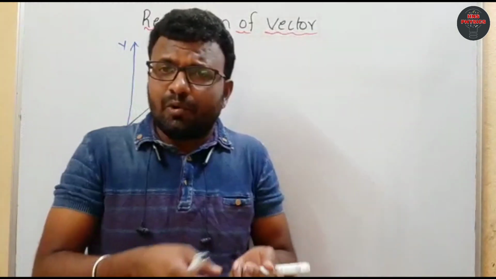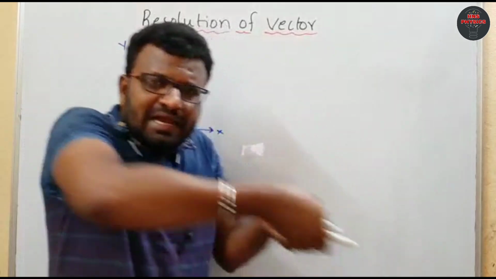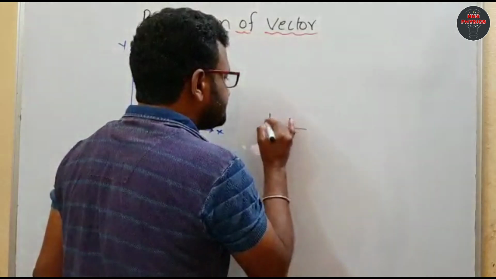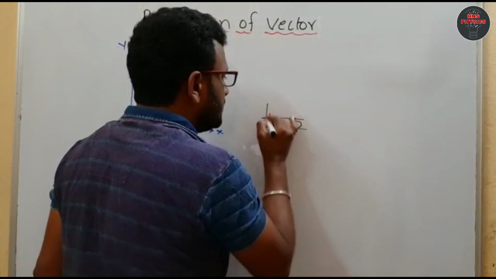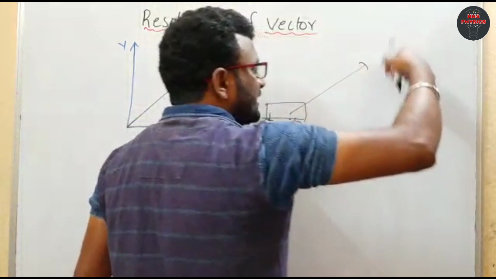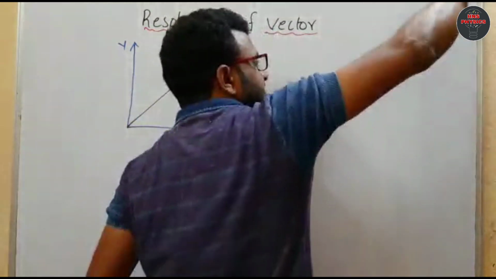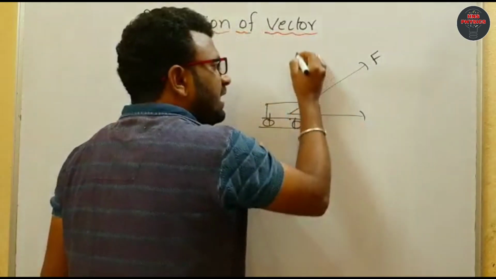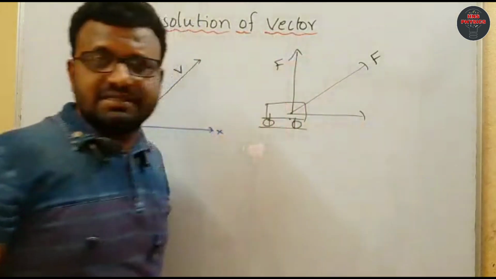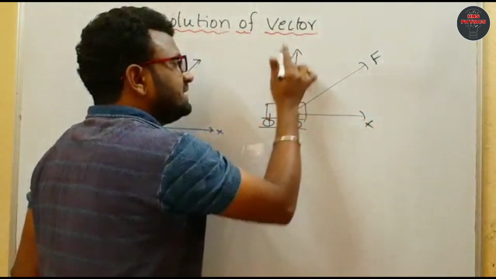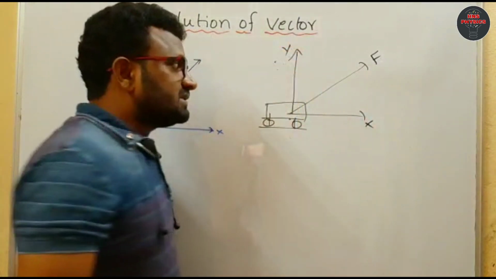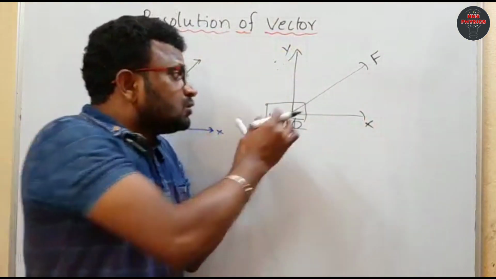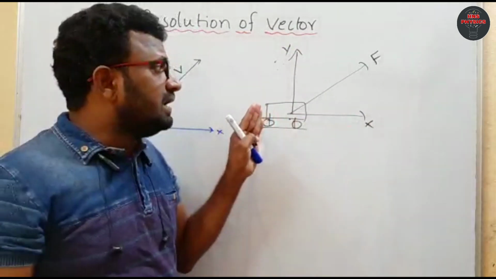We'll see one more example. A boy is playing with a toy car. So he is pulling like this. He is applying force, right? See here, this is the toy car. One boy is playing with the toy car, and he is applying force in this direction. That means that force will be there along the x-axis and also along the y-axis. That means the force vector is splitting into two components, along the x-axis and along the y-axis.